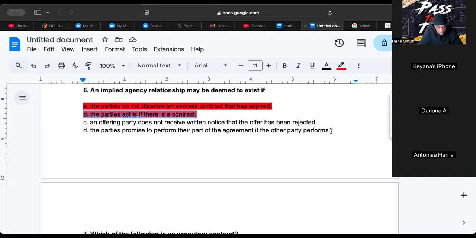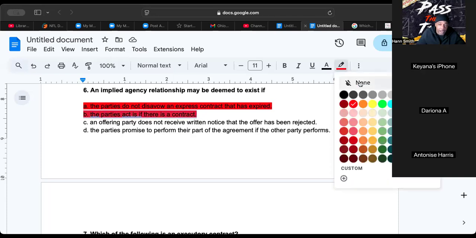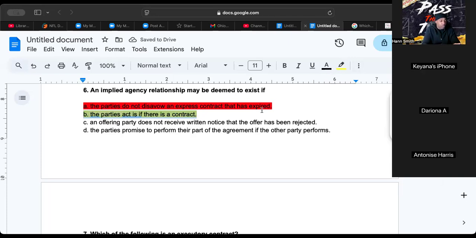All right, because here I'm going to just tell you, what we did was we crossed out the right answer. Now, the right answer is B, because I want y'all to know this. When you hear implied, you got to think of the main keyword of action. It's the actions. Because what type of contracts do we have? We have express contracts, which are explicit and written contracts, and then we have ones that are not, or implied contracts. An implied contract is through our actions, and it's not written, right? So the parties act as if there was a contract. That was the right answer, right?